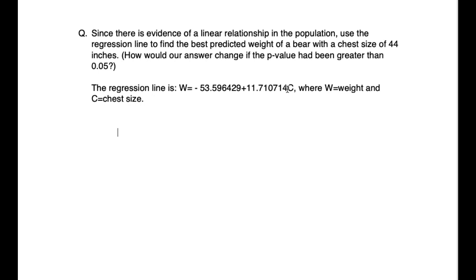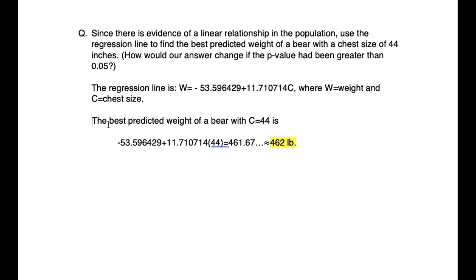Just to recap, from StatCrunch, we found the regression line was W equals negative this number plus this number times C. So of course W is the weight and C is the chest size. Therefore, the best predicted weight of a bear with a chest size of 44 inches is, and all I did here was plug 44 into my line, 461.67, which rounds to 462 pounds. This only works when there's a linear relationship, so you have a low p-value.